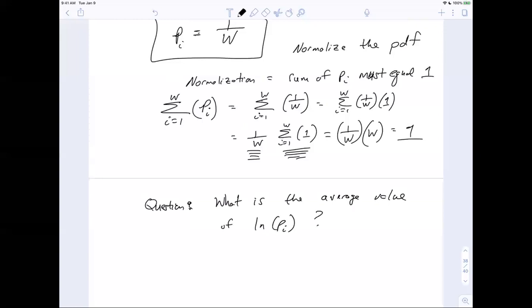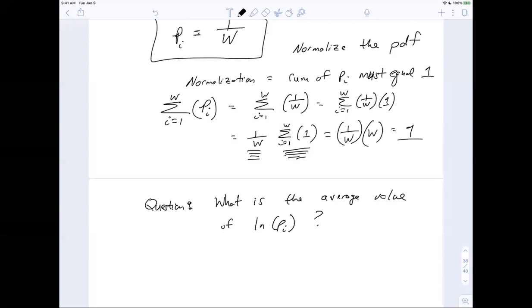Okay, so what's the average value of the log of P sub I? Again, if W is very large, P sub I is going to be small. If W is on the order of 10 to the 23rd, or some very large number, P sub I would be very small, but if you take the log of it, and negate it, you might get something like an integer that you can deal with.